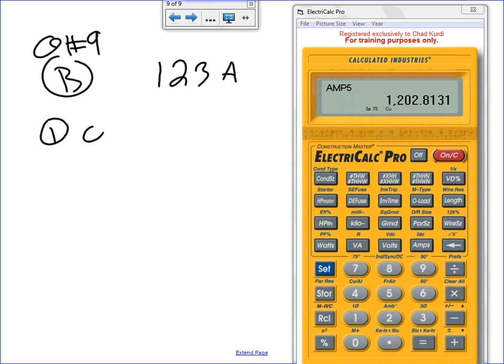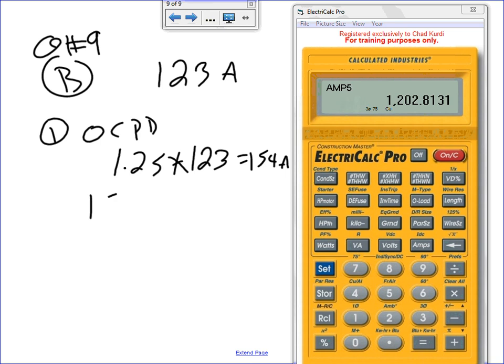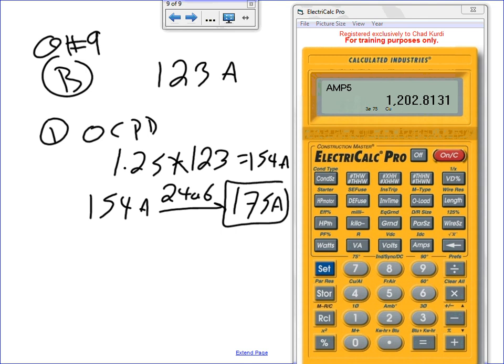Number 1, overcurrent protection device. And if you guys remember, if it's a continuous load for the overcurrent protection device, you take 1.25 multiplied by 123. You're going to end up with a healthy 154 amps. You take the 154 amps, take it to 240.6, and the next standard size up is 175 amp. Now, some of you guys went 150, that's okay. I'm asking you about the maximum that you can install for this feeder, the maximum. Maximum is you go up, 175.